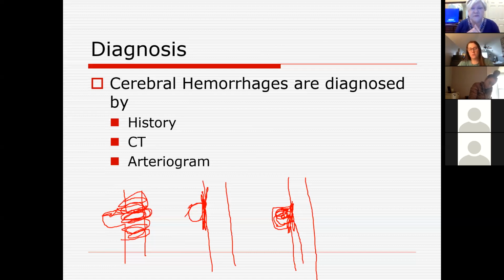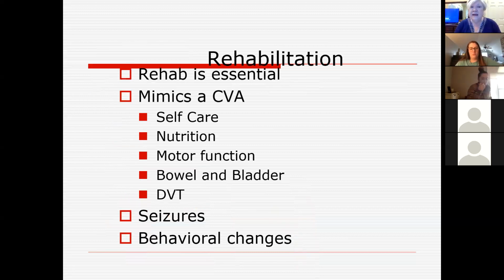Certain situations, yes, but not usually for hemorrhages a lot. We typically just see the blood on CT scan. And the last slide, and I appreciate the time, is rehab. It is just almost like a stroke, because if they live, they're going to have basically the same kind of situation that occlusive strokes would have. If they live.